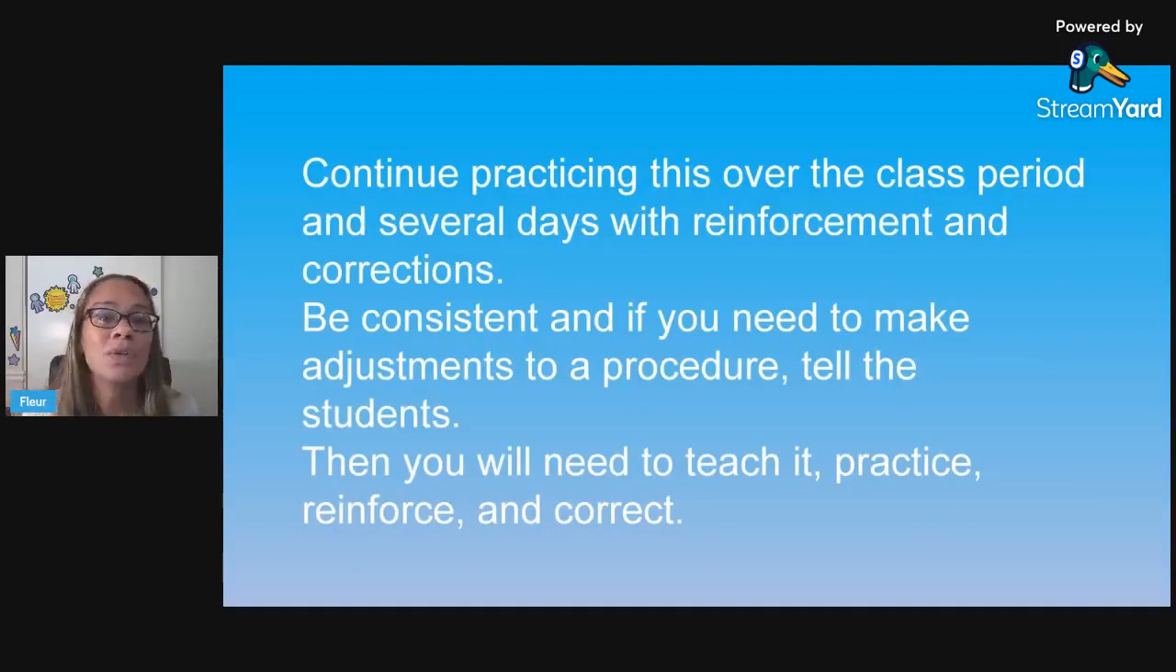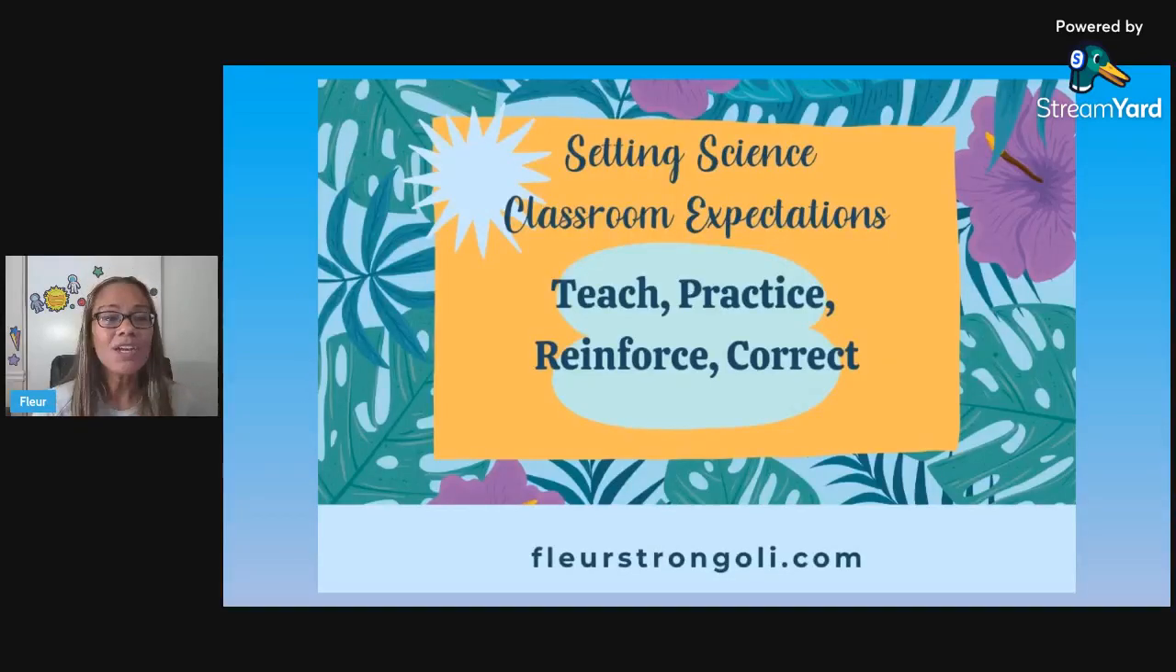So you want to continue practicing this over the class period and over the next several days or longer, with reinforcement and corrections. You want to be consistent. And if you need to make adjustments to any procedure, tell the students, and then you'll have to go through this process again: teach, practice, reinforce, and correct. So that's how you teach the procedure. Those are the steps: teach, practice, reinforce, and correct.